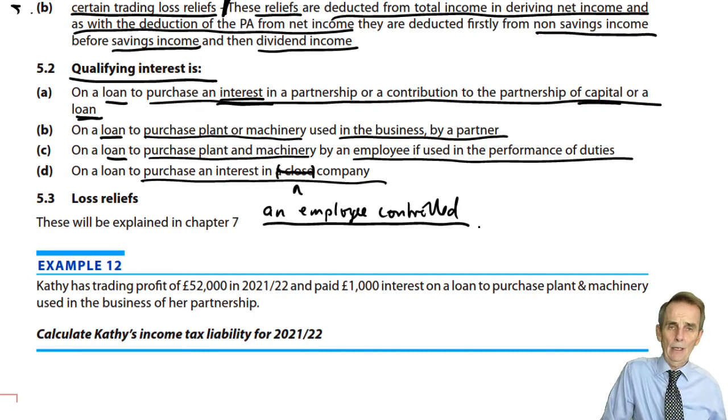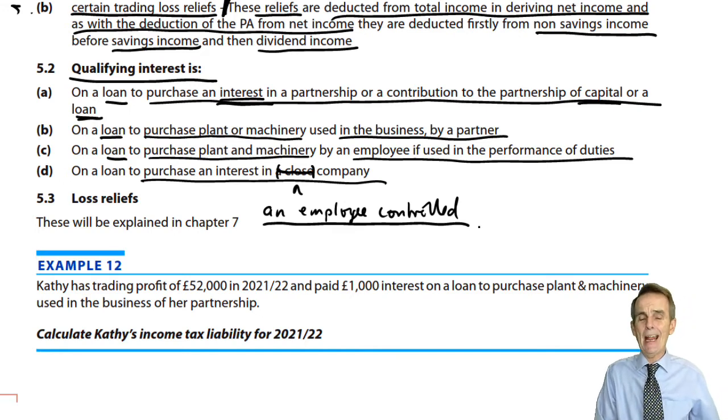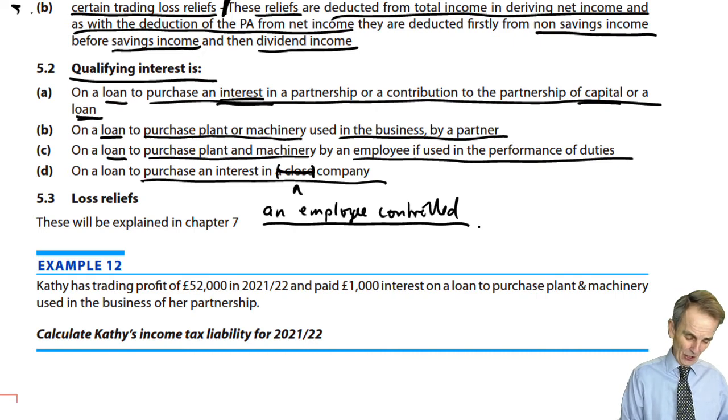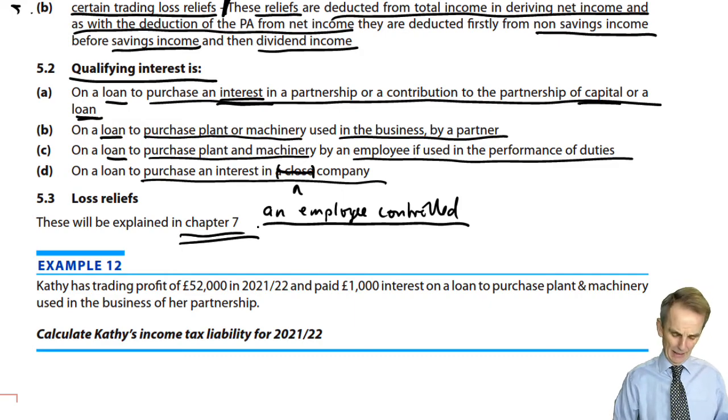All you've got to recognise is if in a question it says the taxpayer paid £500 interest on a loan taken out to purchase an interest in an employee-controlled company, that's a qualifying loan. The interest paid is an allowable deduction, as we've seen, from total income to give you net income. The loss reliefs, as I've said, well, again, we can hardly wait, but you're going to have to until we get to Chapter 7.